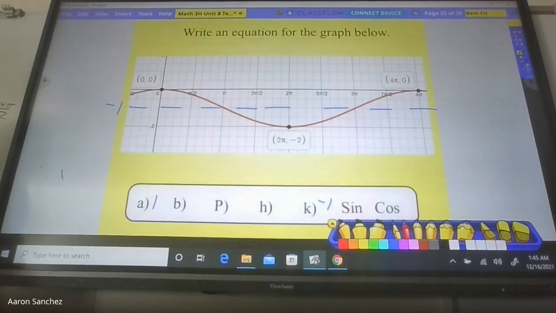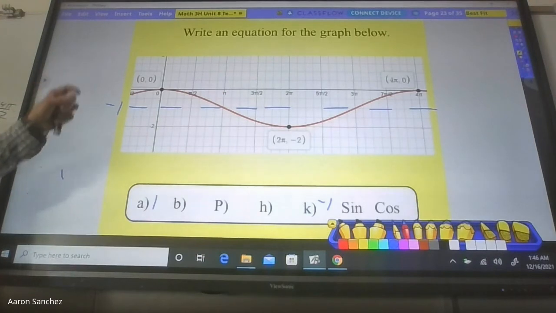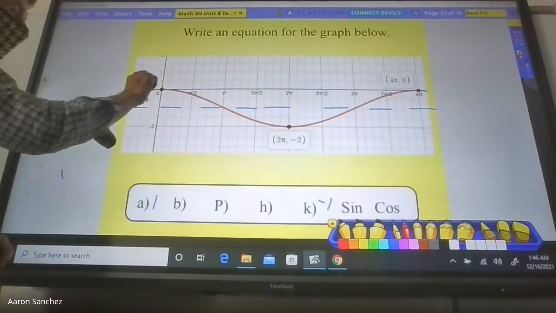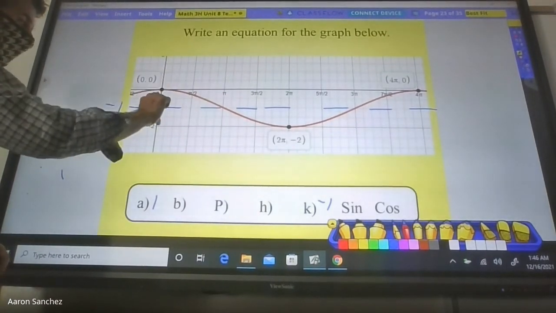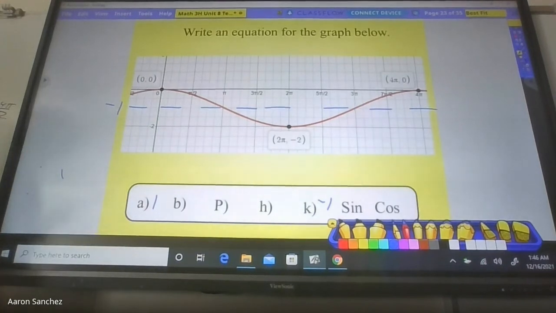How do we know? I don't know where the midline is. Well, it's the middle. Oh, yeah. It's the middle of the graph. So I know this is the midline because I have 2 above, 2 below. Sabrina, did you figure out why it's -1, or do I need to explain?